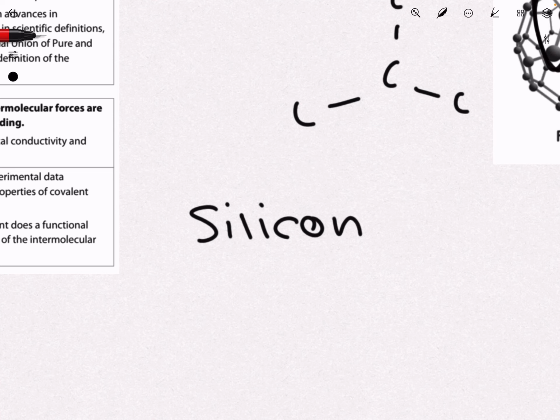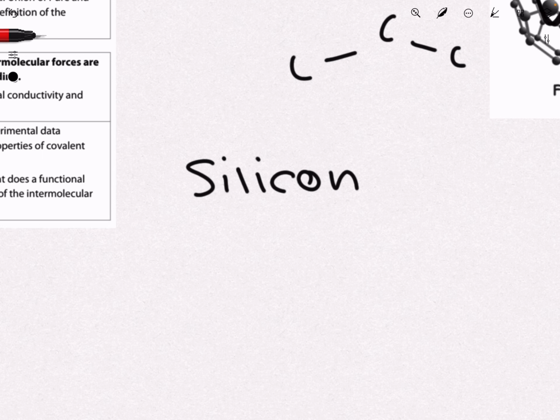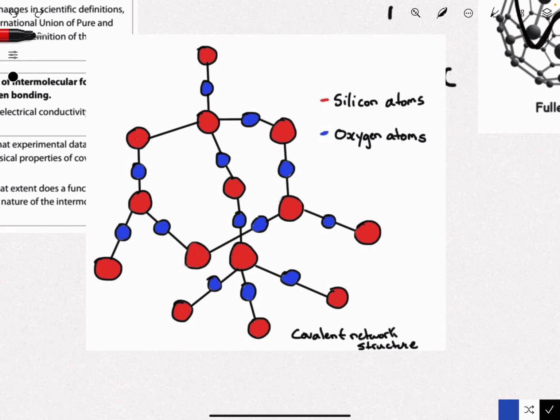So, silicon is an element in the periodic table. Silicon dioxide presents a giant covalent structure. Let's get an image of that right now. So here we have what silicon dioxide looks like, and as we can see, each silicon is covalently bonded to 4 oxygens. It creates a tetrahedral structure.